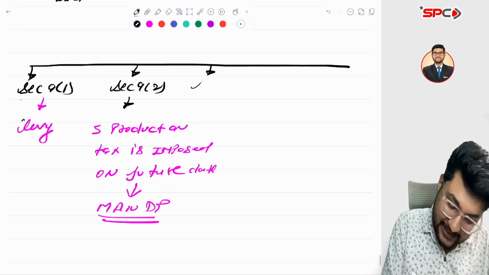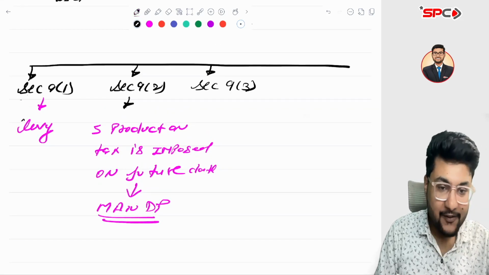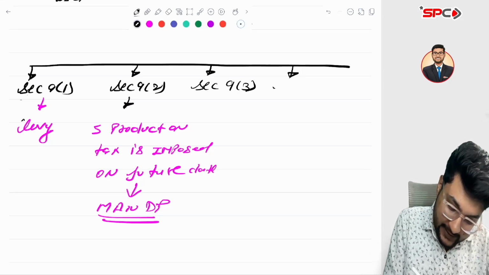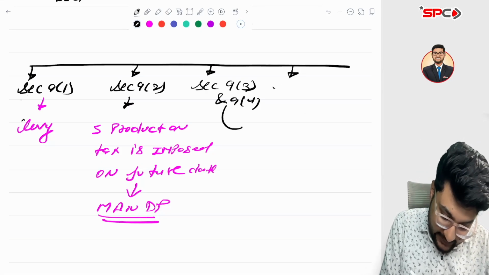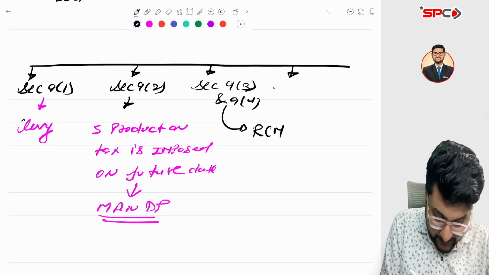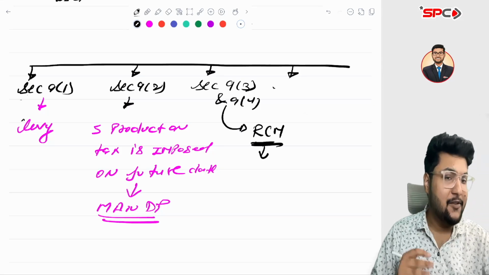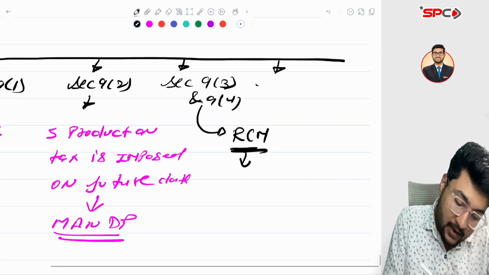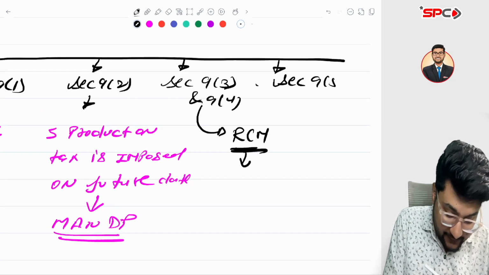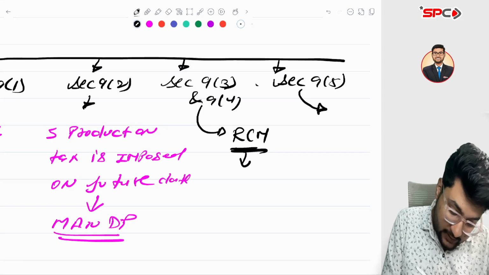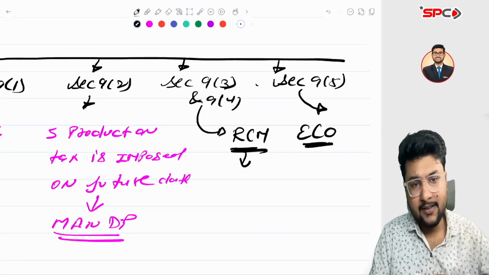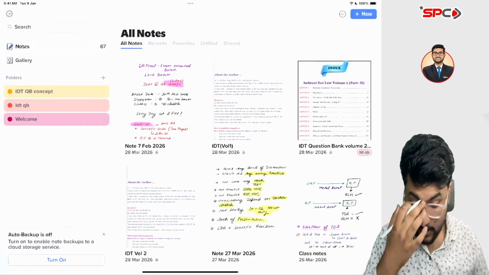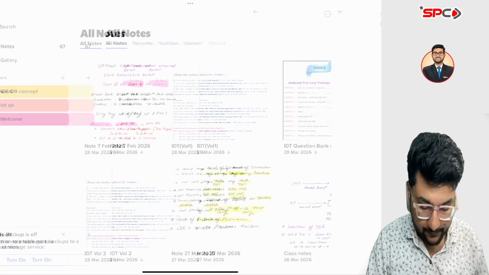Now another section. What do 9.3 and 9.4 say? This is specifically related to reverse charge mechanism. And what is reverse charge mechanism? We will see later in the session. Another is section 9.5, which is related to the e-commerce operator. We will study this also. Okay, now let's discuss one by one.